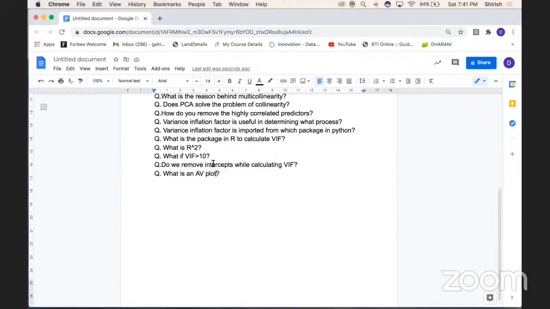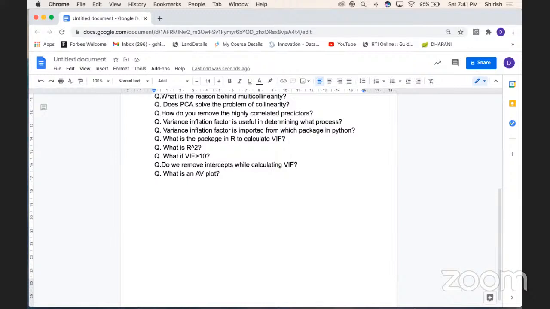Exactly. These are for your linear models. So why are we using these plots? You are trying to visualize, to see the effect of variables being added to the model. So you want to see the effect of variables being added to a model.